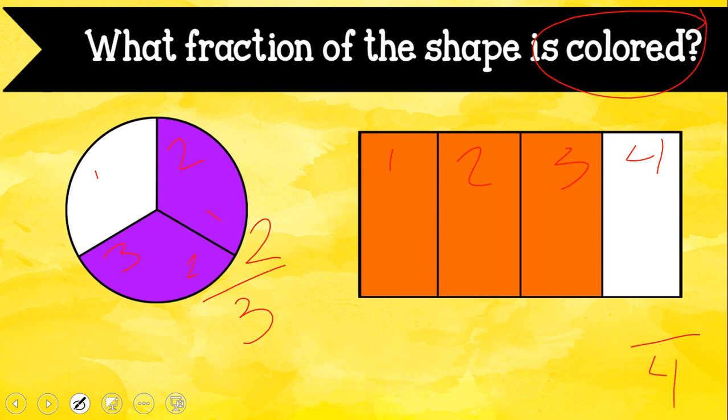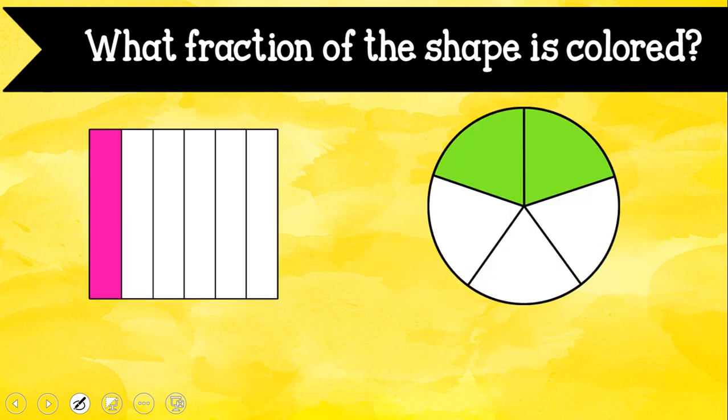So the total shape is cut into 4, but I only want to know how many is colored. So 1, 2, 3 are colored, okay? So 2 over 3 is correct, and 3 over 4 is correct. Okay, let's try 2 more.